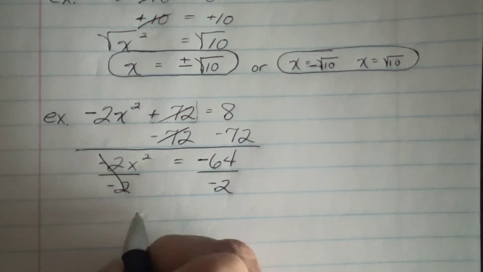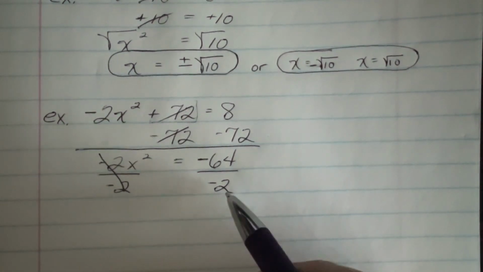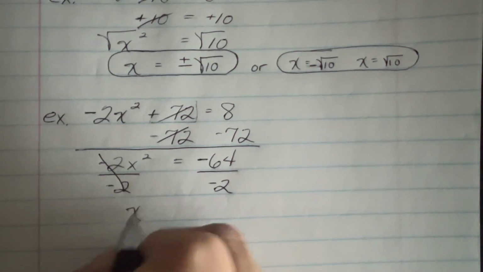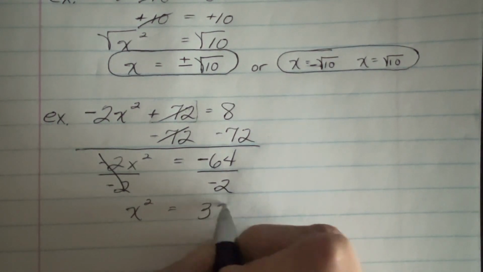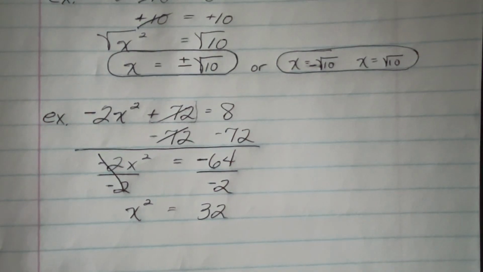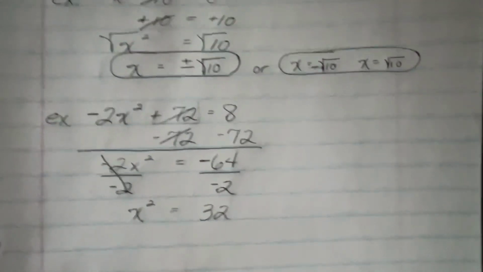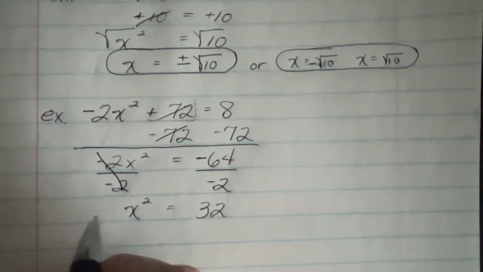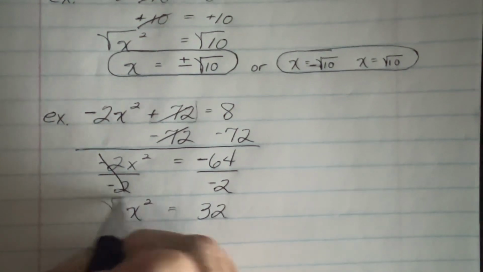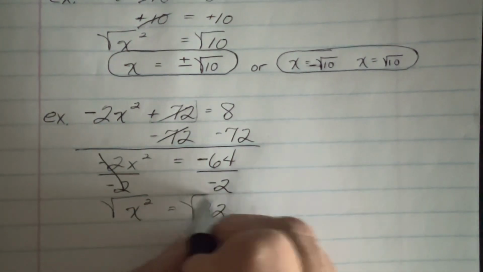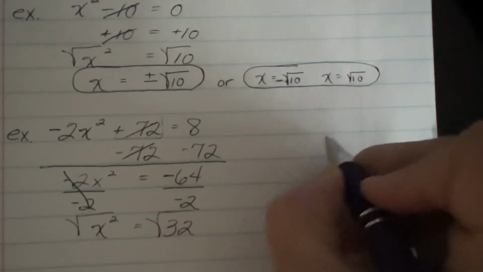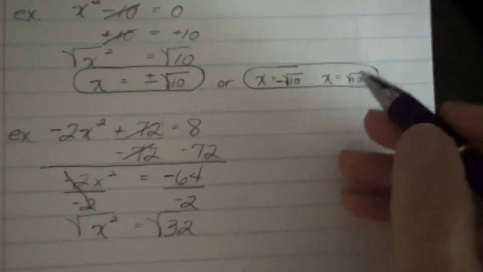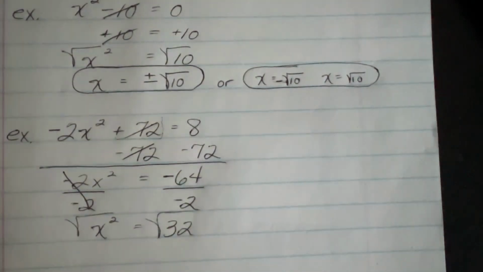All right, so negative 64 divided by 2, that's x squared, equals positive 32. So this means on the other side, I need to take the square root of 32, but 32 is a composite number. So over here on the side, I have a t-tree, or t-chart, whatever you want to call it.